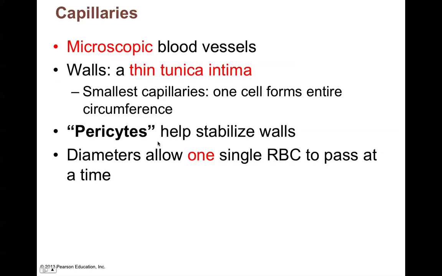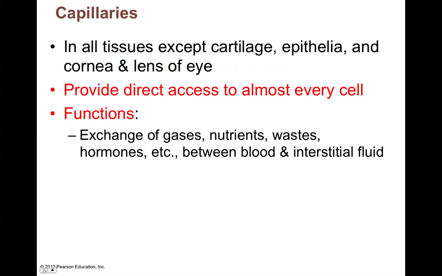Capillaries are microscopic blood vessels, so that means we can't see them with the naked eye. Their walls have a very thin tunica intima. The smallest capillaries are only one cell across, so the entire circumference is only big enough to allow one blood cell at a time. There are little cells called pericytes that help stabilize the walls. And again, the diameter of these teeniest capillaries allows only one single red blood cell to pass at a time.